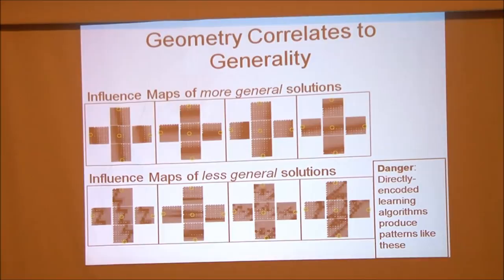And so it's very irregular. Whereas these have basically somehow, luckily, learned a more general notion of the game of checkers itself. And so you can see that the geometry really matters and the patterns that are generated matter. One danger is that if you have a directly encoded learning algorithm, you have a really high susceptibility to generating patterns that are jagged like this, because there's no holistic view of the overall pattern. Nothing is looking at it from the overarching sort of encoding perspective.